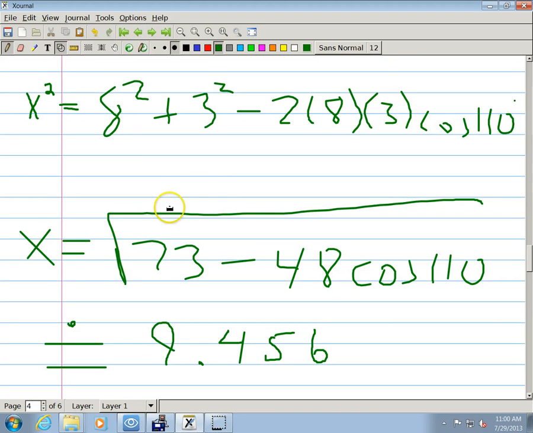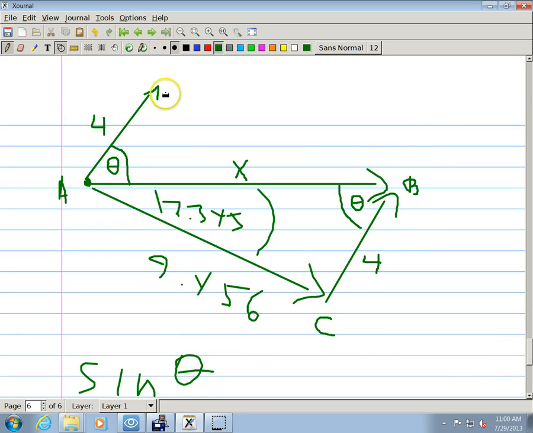There. It's the square root of 73 minus 48 cosine of 110. You know what I should do? I should store these values. Let me store this somewhere in the calculator. Let me call this A, and I'm going to call this B, just to store it somewhere, so I don't have round-off error. I have all the decimals I need, right?